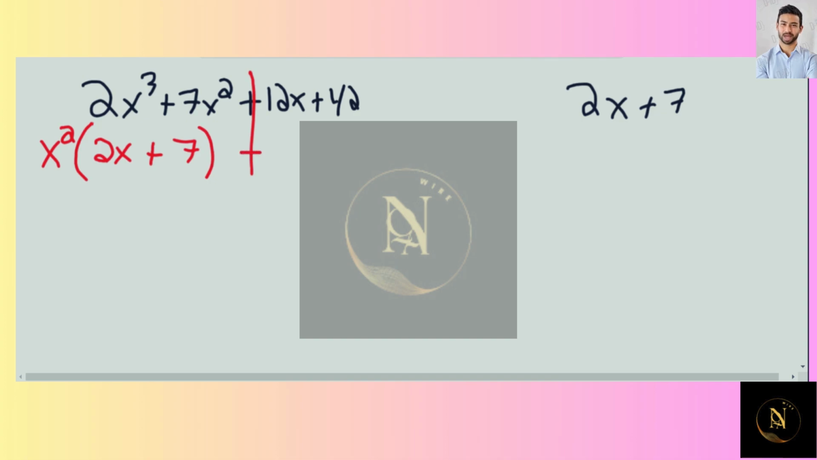Now over here on the right, 12x and 42, the biggest thing they have in common is a 6. So pulling out a 6 leaves us with 2x. And 6 out of 42 is 7.